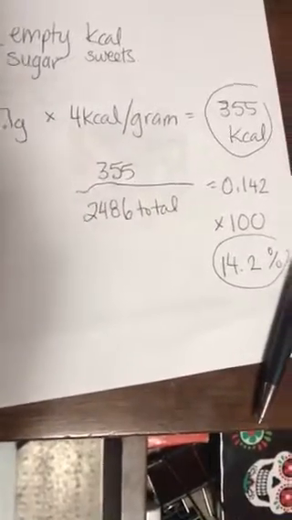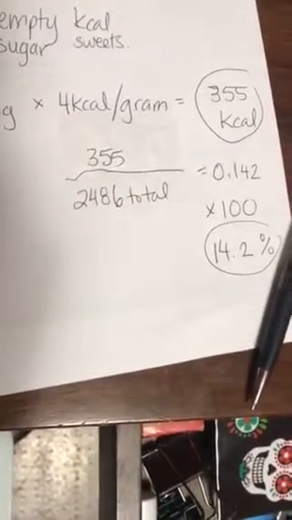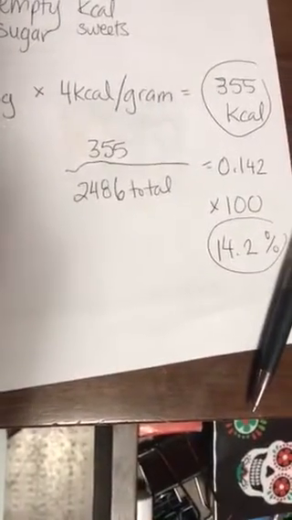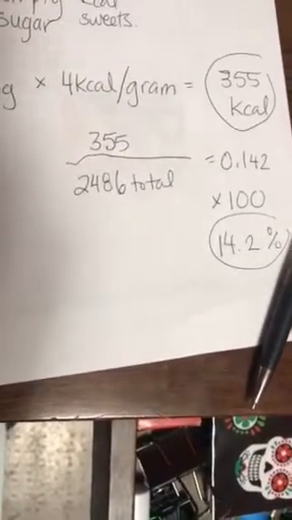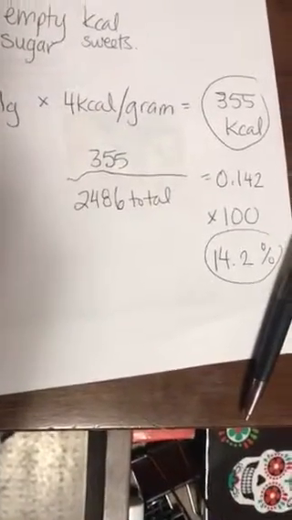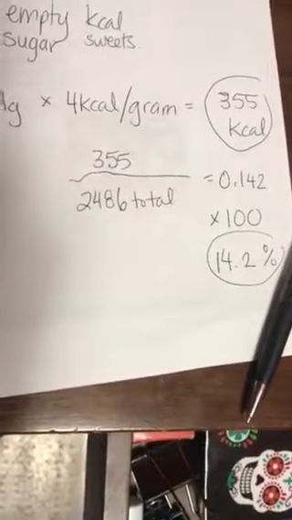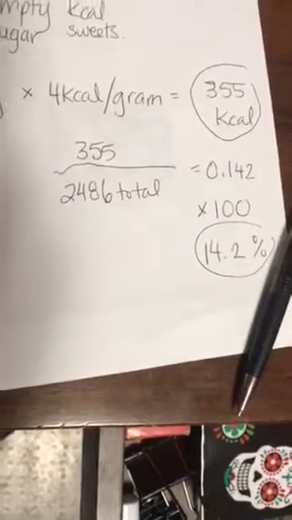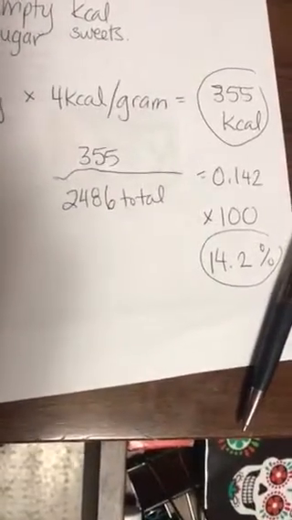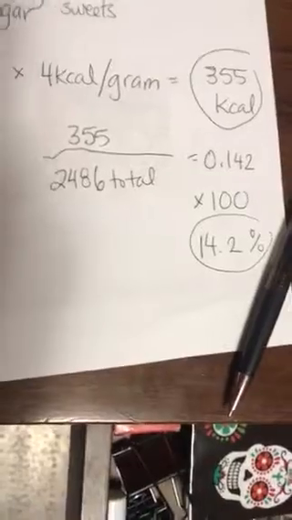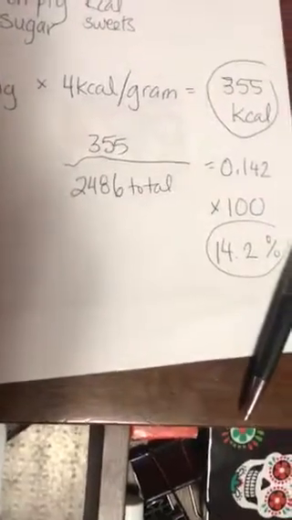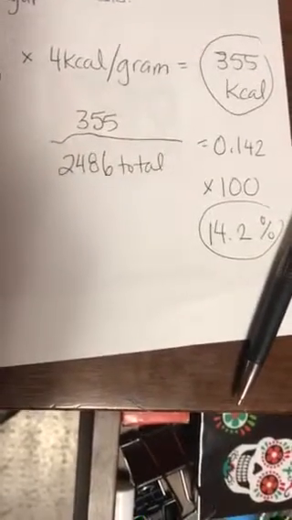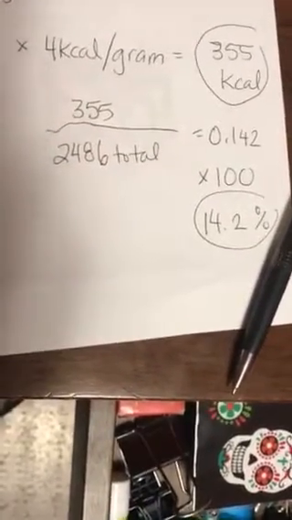We then take this 355 calories, which is really just from sugar, and we want to divide it by the total daily calories, which allows us to calculate a percent. When we first divide the numbers, we get 0.14, and in order to convert 0.14 to a percent, we multiply it by 100. This gives us 14.2, and that tells us that 14.2% of our calories for that day are coming from empty nutrient sweets. And that is a lot. The goal is to be 10% or less.